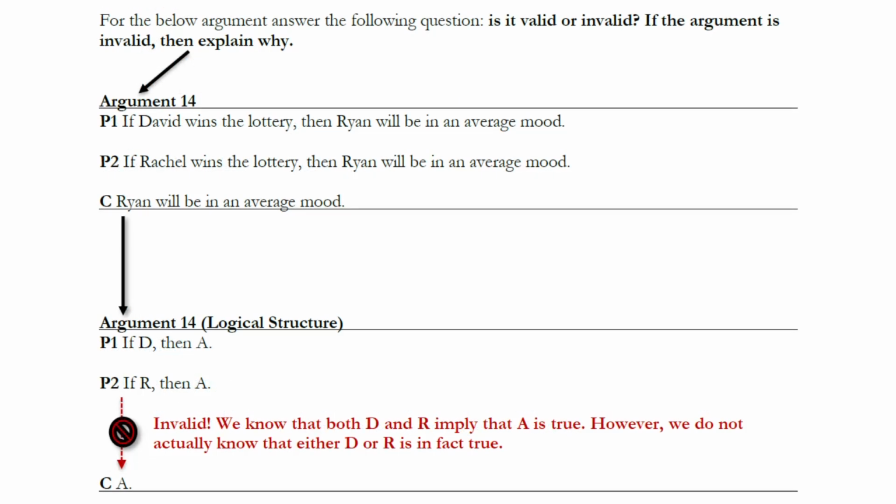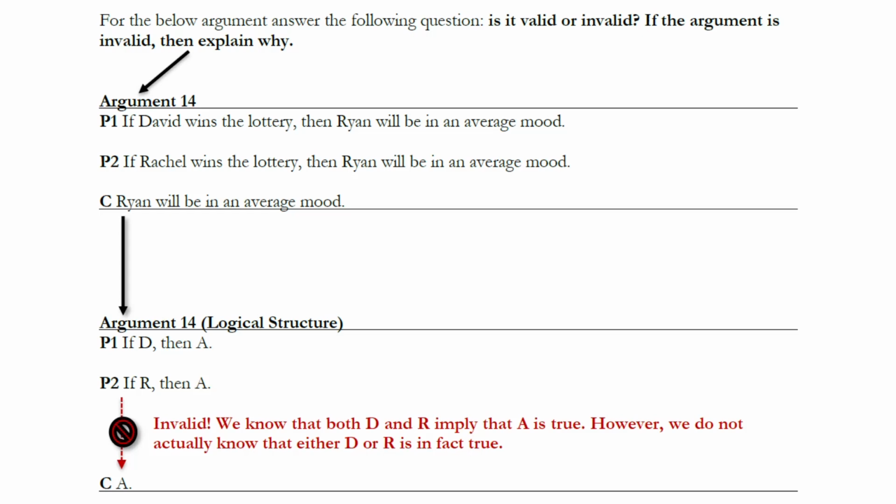Argument 14 reads, Premise 1, if David wins the lottery, then Ryan will be in an average mood. Premise 2, if Rachel wins the lottery, then Ryan will also be in an average mood. Conclusion, Ryan will be in an average mood. This is an invalid argument.